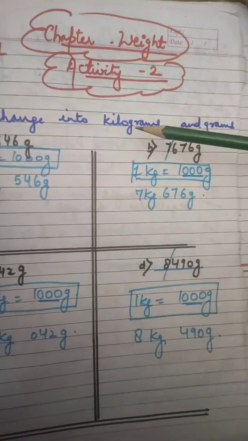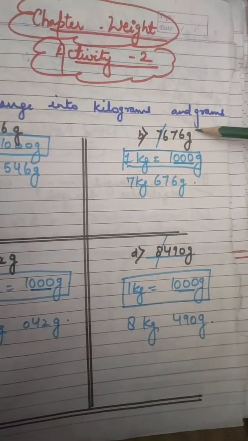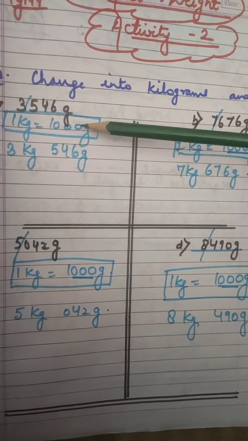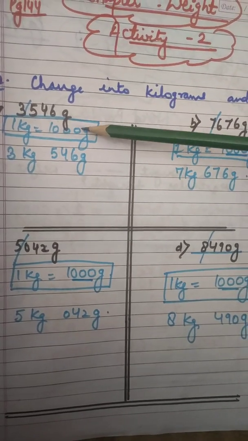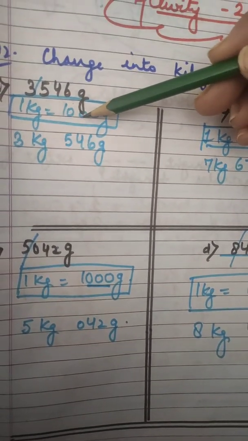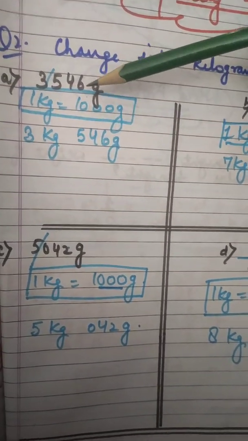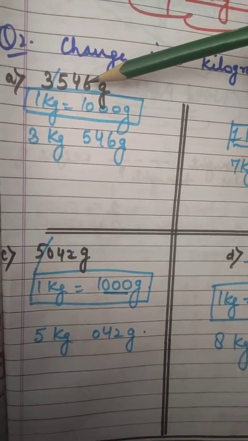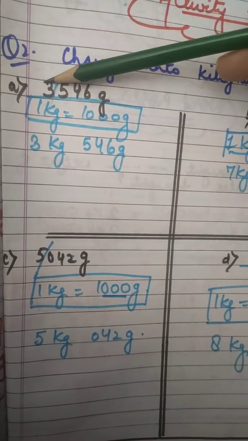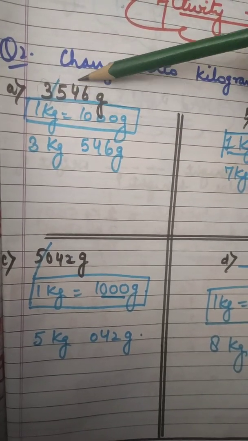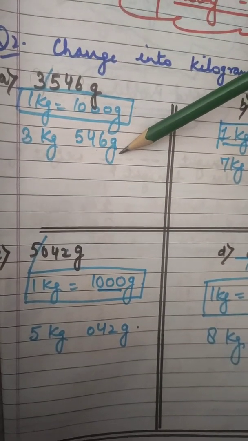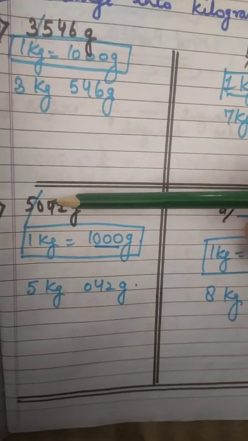3546. The relationship is between kilograms and grams. As we know that 1 kg is equal to 1000 grams. See, in 1000 there are 3 zeros. 1, 2, 3. So you will put a slash after 3 numbers. Put a slash after that. This part will be kg and this part will be grams. So the answer will be 3 kg and 546 grams. Next question, 5042 grams.